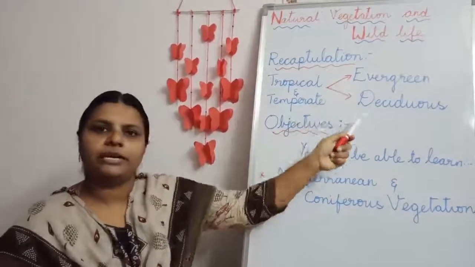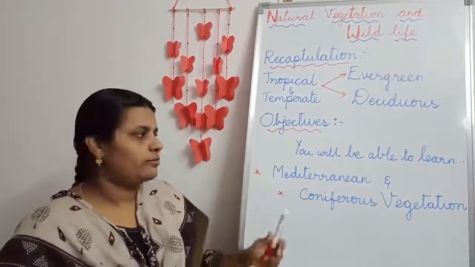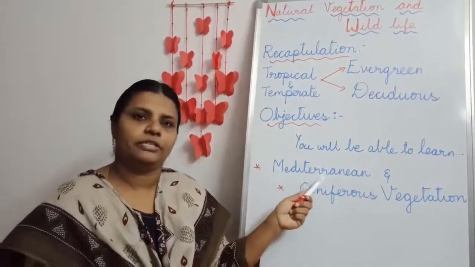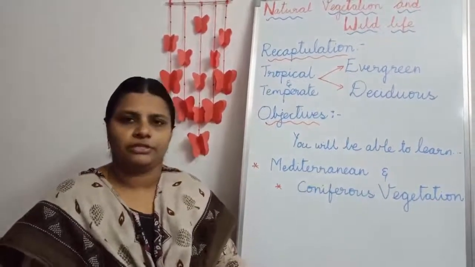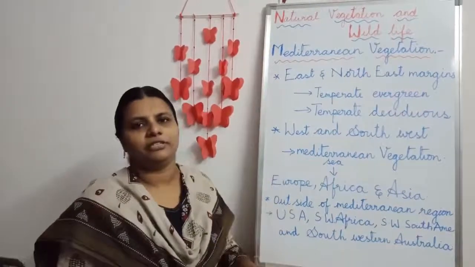In the last class we discussed the tropical evergreen, tropical deciduous, temperate evergreen and temperate deciduous forests, right? And at the end of today's class, you will be able to learn about two different kinds of vegetation, that is the Mediterranean vegetation and the coniferous vegetation. Let's start with the Mediterranean vegetation.